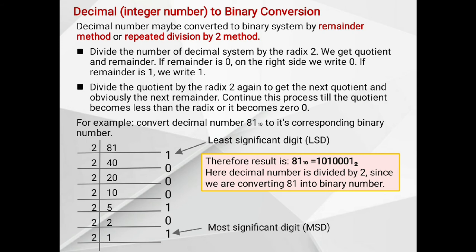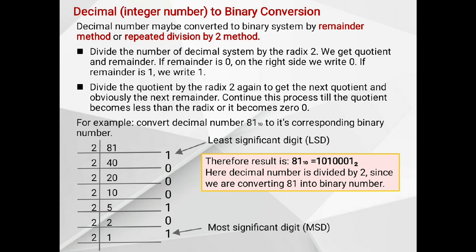Once we get the quotient and the remainder, here when you divide 81 by 2, you get the quotient as 40 and the remainder 1. The remainder you can get only in two forms, that is either 0 or 1. Whatever remainder you get, you write it on the right hand side, vertically, line by line, from the top to the bottom.